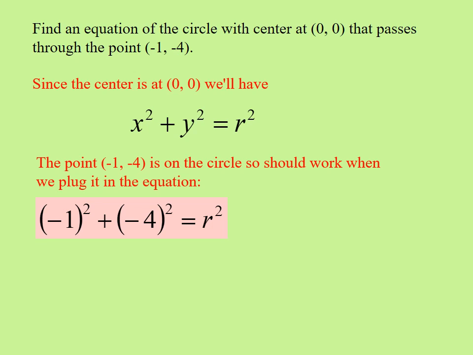So, gamiton ni nato. Substitute na nato siya sa atong standard form. So, our x is −1, our y is −4. Okay, getting the square, we have (−1)² + (−4)² = r². And that is equal to 1 + 16. What is 1 + 16? That is equal to 17.